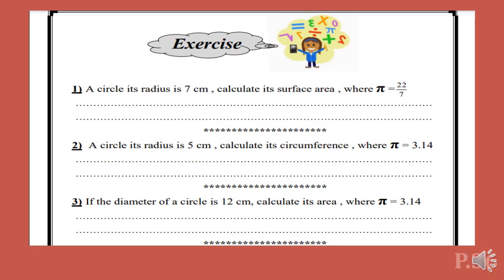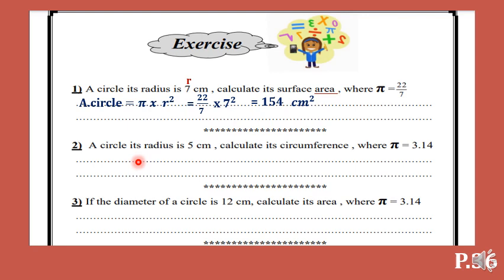Let's solve some exercises about the circle. Page 36. Number 1. A circle, its radius is 7 cm. Calculate its surface area, where pi equals 22 over 7. First of all, what about this 7? This 7 is the radius. I want to calculate the surface area. What's the rule of the area of the circle? Area of the circle equals pi times R power 2. Pi here is 22 over 7. So 22 over 7 times 7 power 2 equals, on your calculator you are going to find 154. For area, we are going to use what? Squared centimeter.